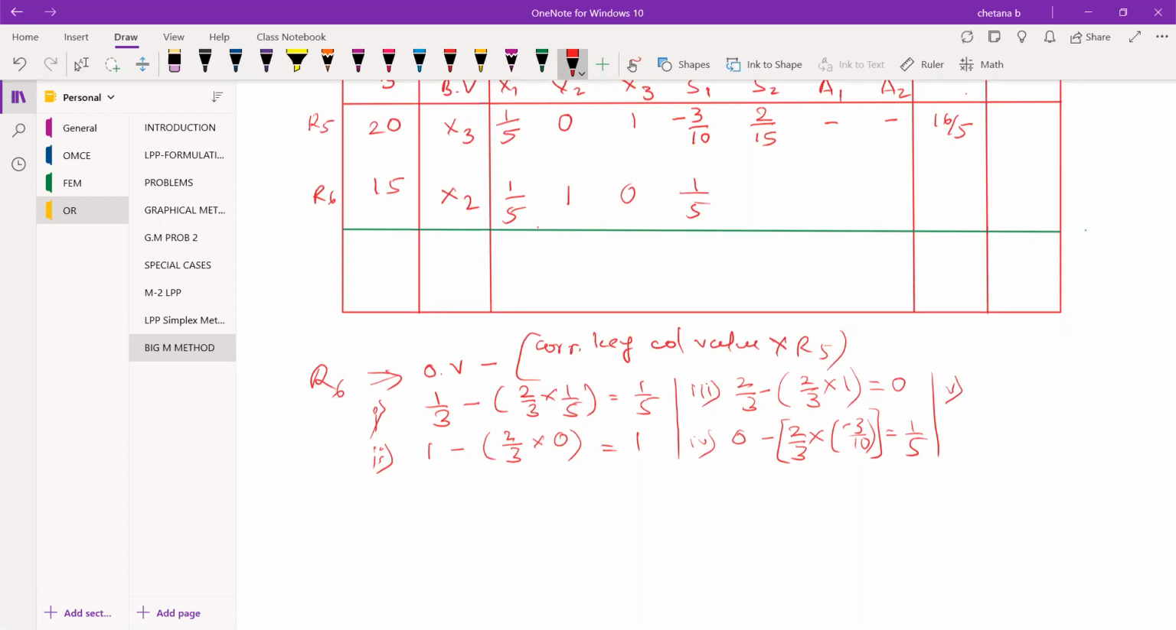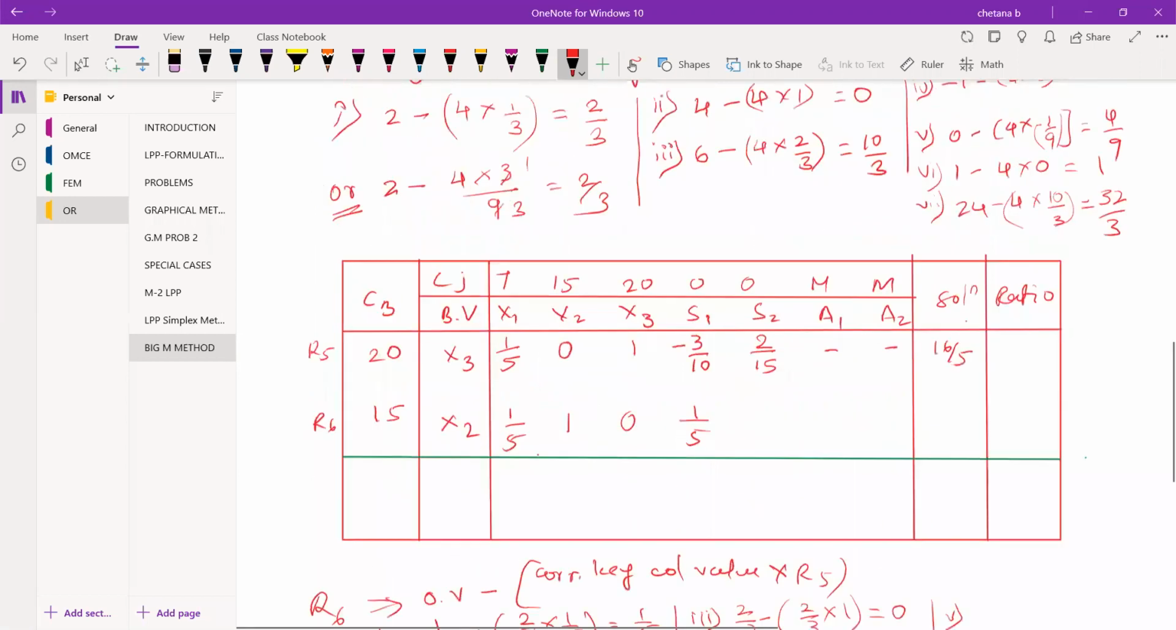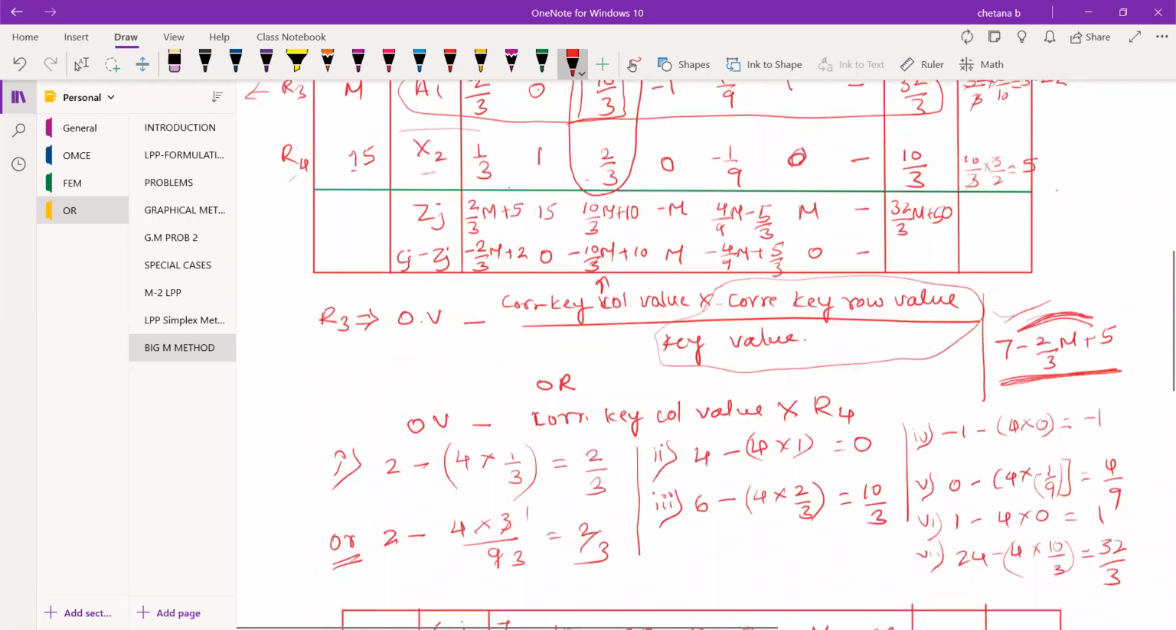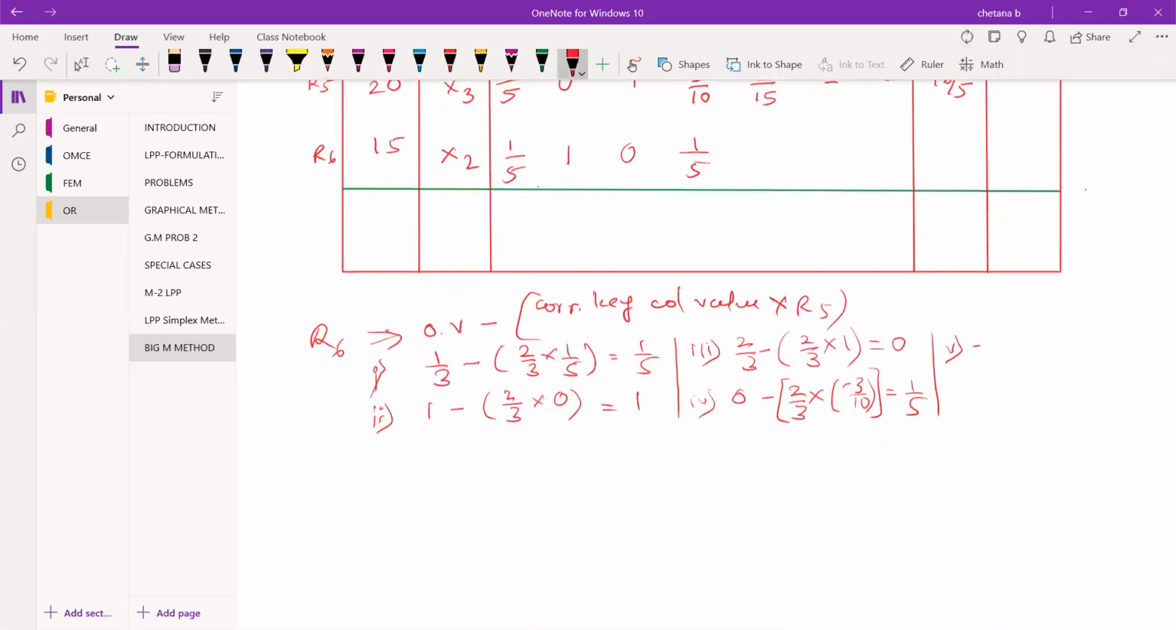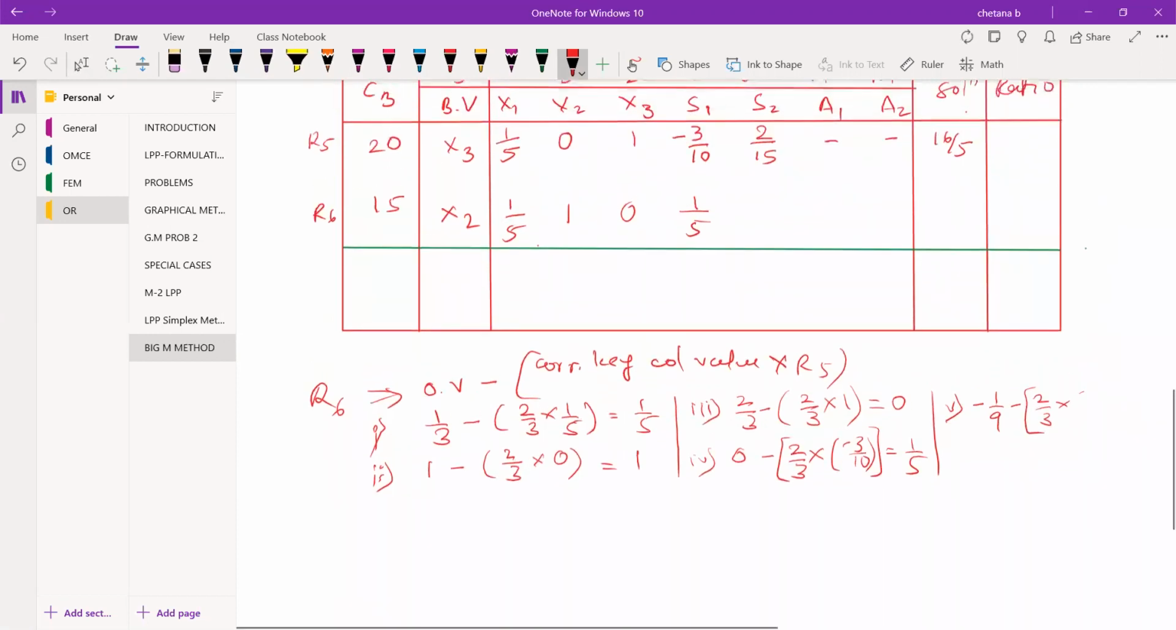Fifth one, old value is minus 1 by 9 minus 2 by 3 into 2 by 15. So this will be minus 1 by 5. And this is dash, this is dash.